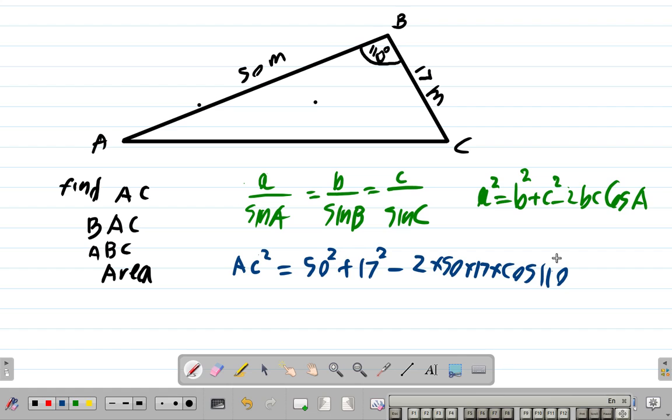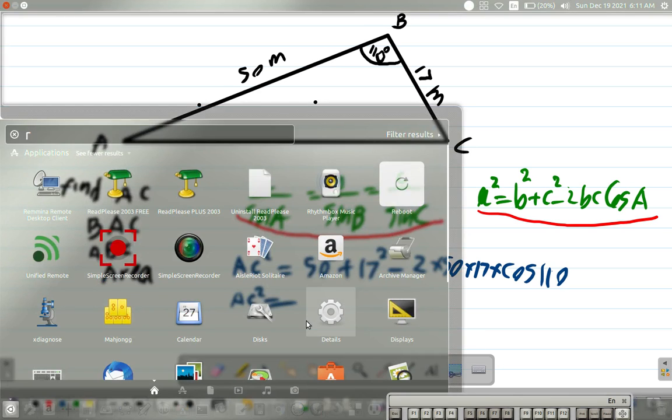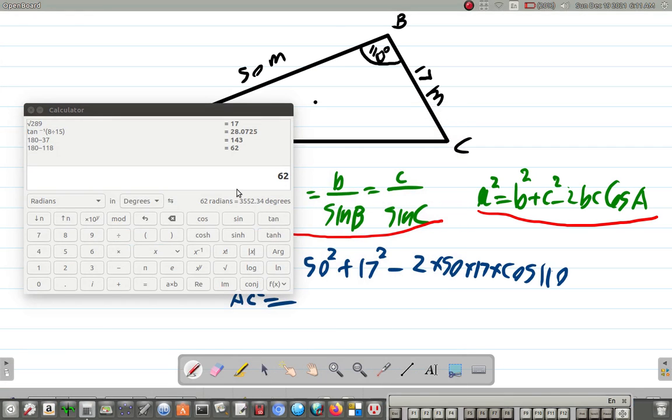Alright? So, here, remember, this is the sine rule and this is the cosine rule. But you have them in your formula sheet, so you don't have to worry too much about memorizing them. Alright? So, what we have is that AC squared is equal to 50 squared.